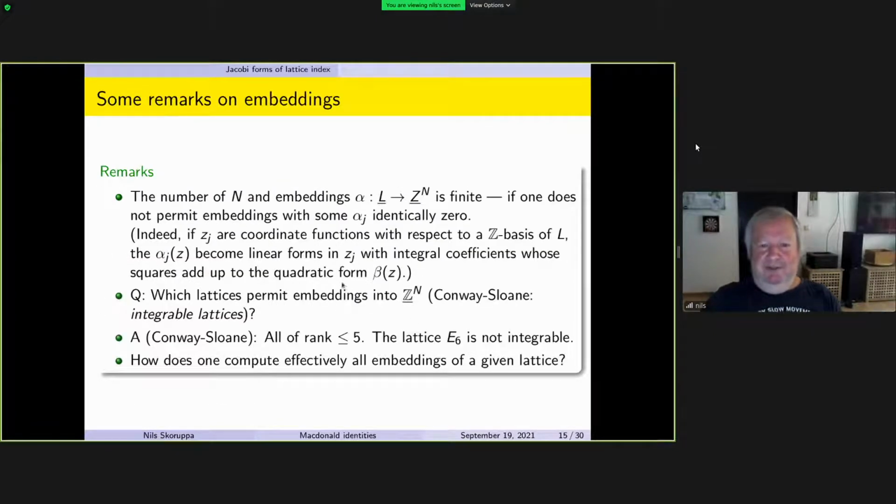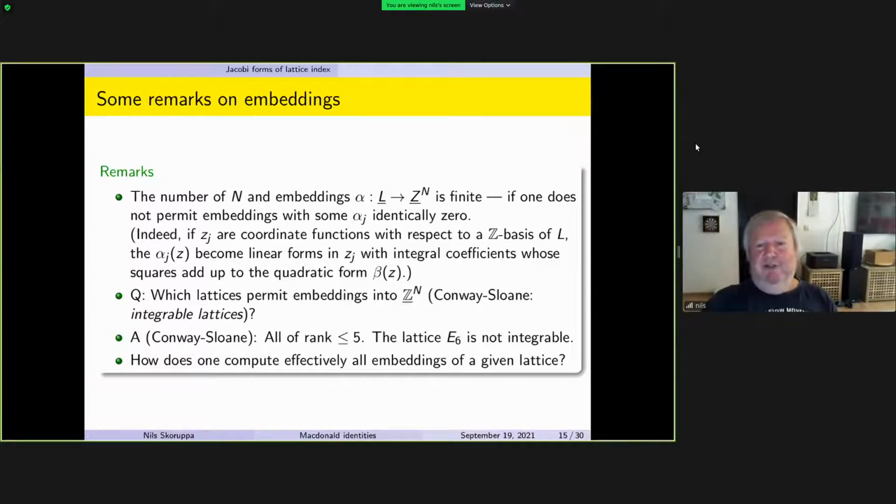So the first thing: the number of embeddings from L into Z^N for varying N is finite. Of course, you can take an embedding and make an embedding into some larger Z^(N+1000) by just adding zero components to alpha. If I exclude trivial nonsense like this, there are only finitely many embeddings, and that's quite easy to see. If you write the quadratic form by choosing a basis for the lattice, then these alpha_j(z) also become linear forms in z_j with integral coefficients. What you're asking for is to write the quadratic form associated to beta(x) as a sum of squares of linear homogeneous polynomials with integral coefficients. And of course, there are only finitely many solutions.